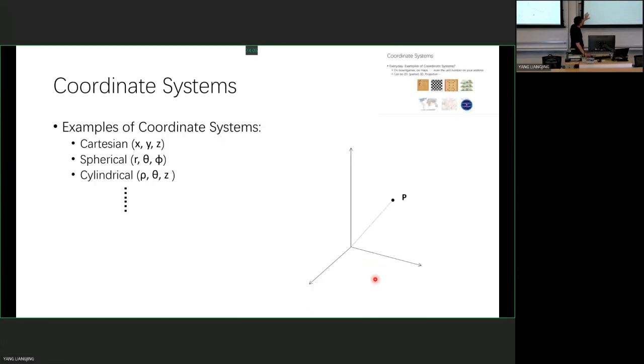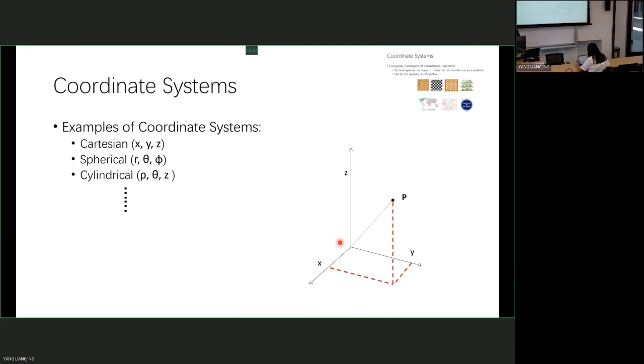So there are a few ways of representing mathematically the coordinate system. Cartesian coordinate is something that we are all very familiar with, X, Y, Z. Rene Descartes actually realized that it's very convenient to describe the position for something in 3D space using X, Y, Z. So X, Y, Z is nothing but the distance away from the three axes. How far is it away from the origin in the X direction, in the Y direction, and Z direction?